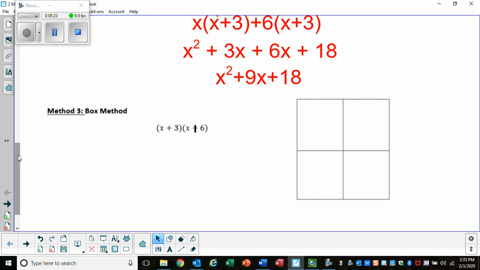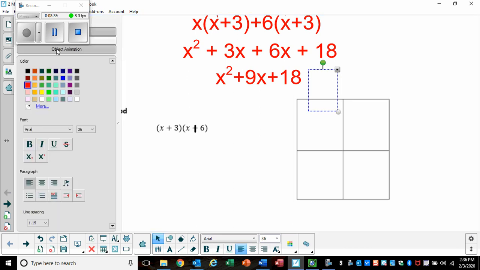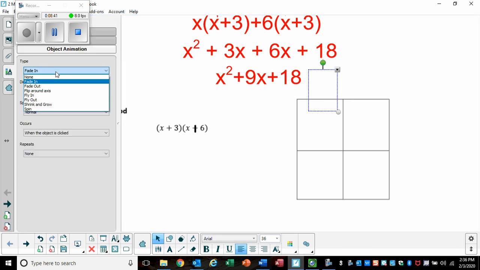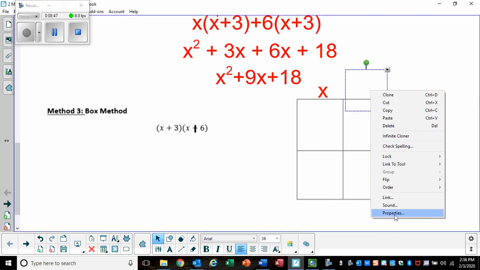So because I have a binomial times a binomial, I made a 2 by 2 box. Because on top of the boxes, I'm going to put each term. So like, I'm going to do x. Oh, guys, now the properties really don't want to work. Just such a pain in the butt. I've got an x here. I've got a plus 3 here.